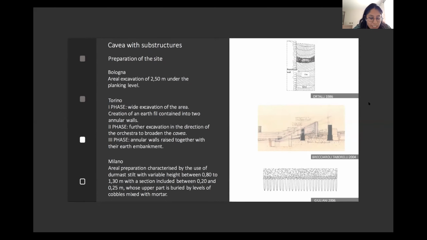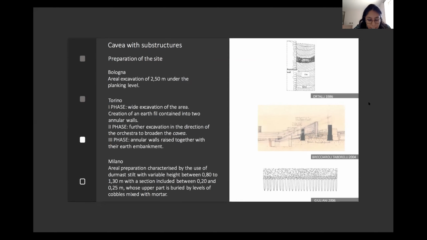During the third phase, interesting is the intervention on the curved walls of the lower part of the cavea. Those were raised together with their earth embankment. One might think that the solution adopted for the theater in Bologna is linked to the chronological phase, as it is the oldest theater analyzed among the examples of cavea with substructures, thus to the premature construction when the builders were still connected to the slope constraint. In reality, the chronology of the theater of Torino, which was built with a similar technique, denies this theory.